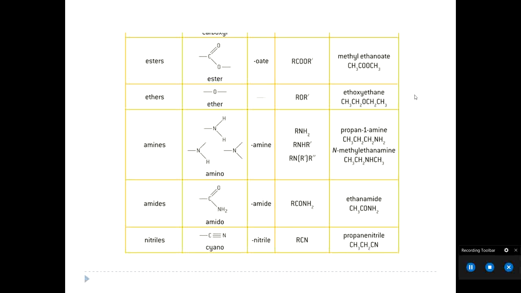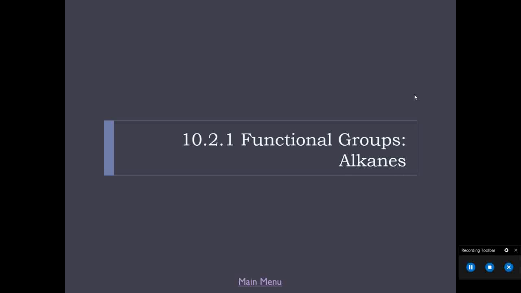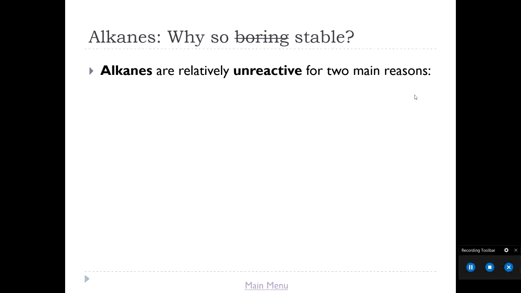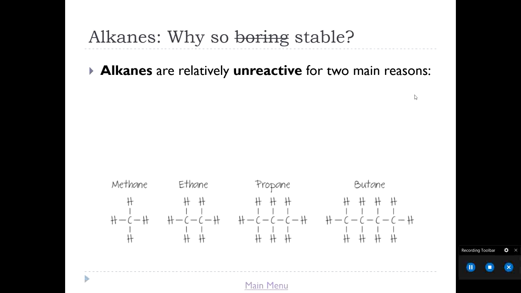Okay, so the first family of organic compounds we're going to jump into and examine in detail is, of course, the alkanes. Now, alkanes, there's not many things we're going to examine with them. They don't do a whole lot in terms of what we're going to study. So alkanes are relatively unreactive for two main reasons. Here's a chain, just so you remember what the alkanes are. Here's our first four in our homologous series of straight chain alkanes, methane through butane.